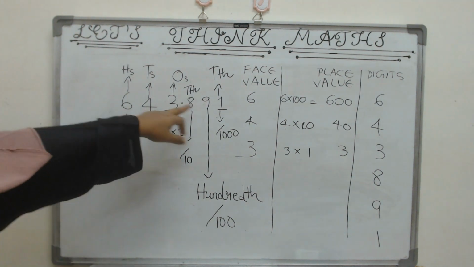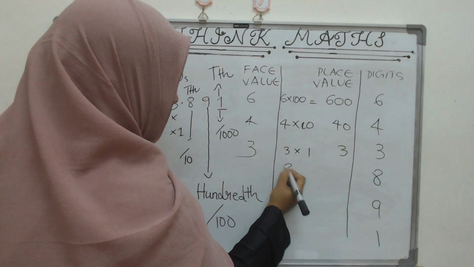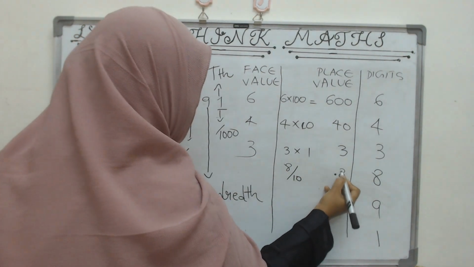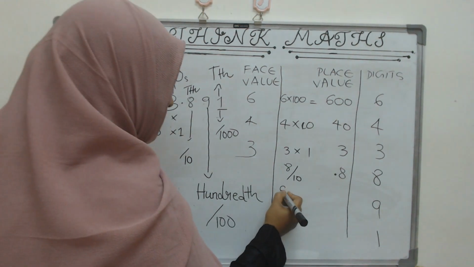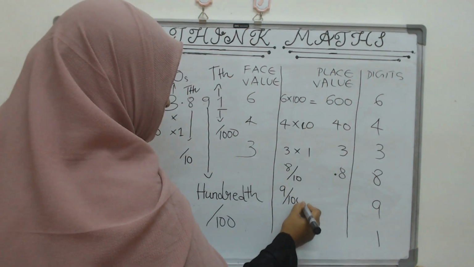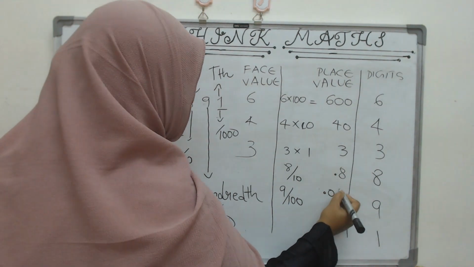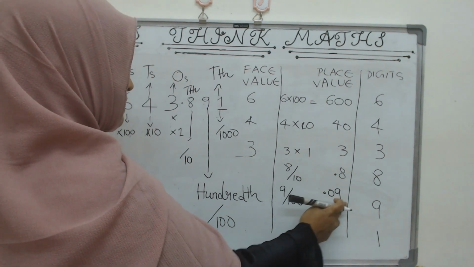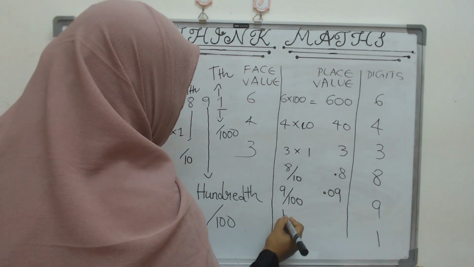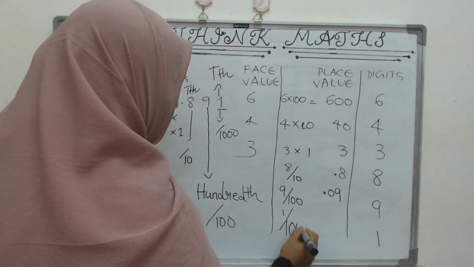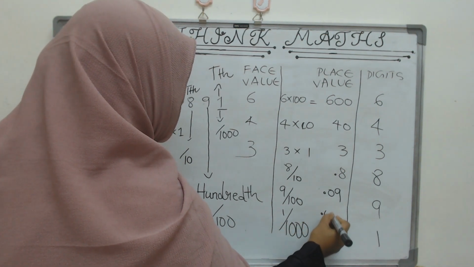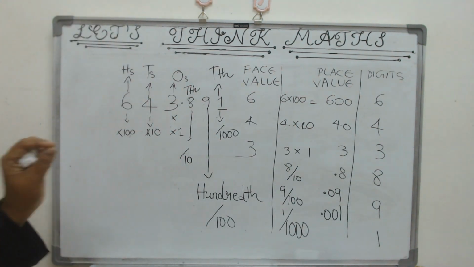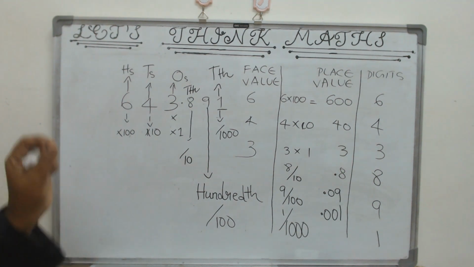So, what is the place value of 8? It is 8 divided by 10, or in other words, 0.8. What is the place value of 9? 9 divided by 100, or in other words, 0.09. There are 2 zeros here, so after the decimal point, we need 2 digits. And the last one, 1 by 1000, or in other words, 0.001. This is how you write the place value of the digits of a number.